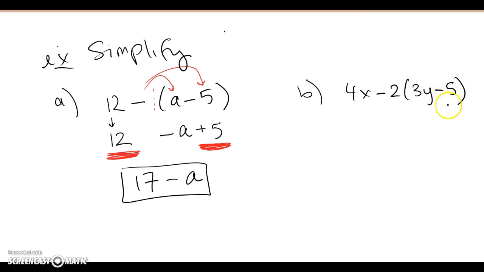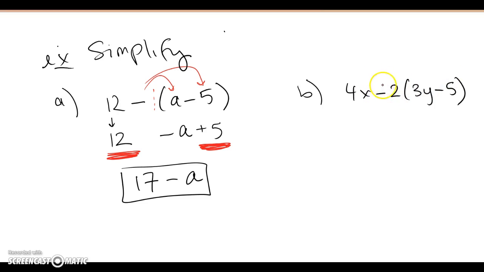Again, 3y and 5, not like terms. I can't squish this and combine them. So I focus on what's outside the parentheses. Outside the parentheses, it looks like, a -2 waiting around. So distributing the -2 might be a little bit confusing. Should I leave that negative with it? Should I just distribute the 2?